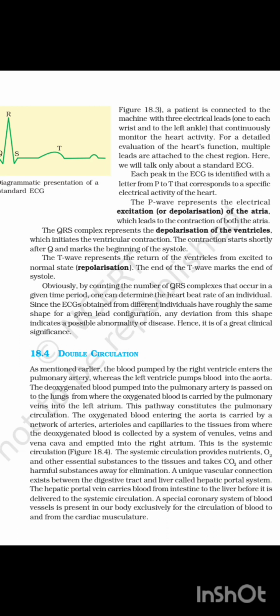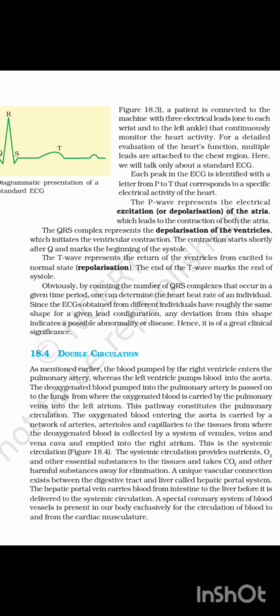The oxygenated blood entering the aorta is carried by the network of arteries, arterioles, and capillaries to the tissues, from where the deoxygenated blood is collected by a system of venules, veins, and vena cava, and emptied into the right atrium. This is the systemic circulation, Figure 18.4. The systemic circulation provides nutrients, oxygen, and other essential substances to the tissues, and takes carbon dioxide and other harmful substances away for elimination.